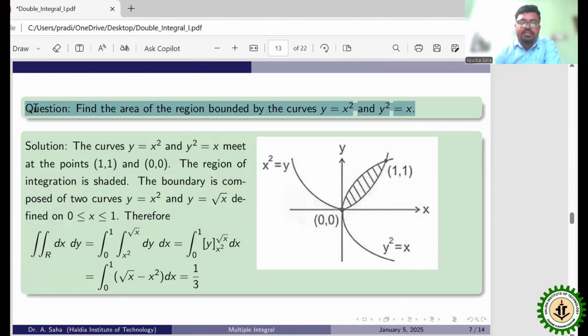Now here the question is: find the area of the region bounded by the curves y equals x squared and y squared equals x.